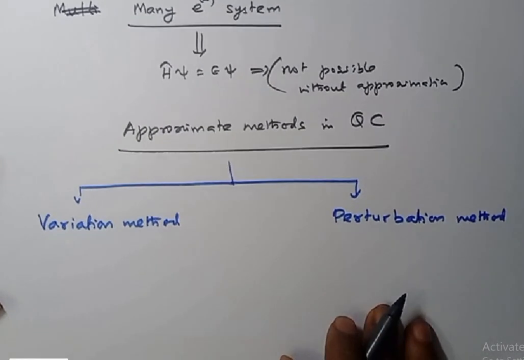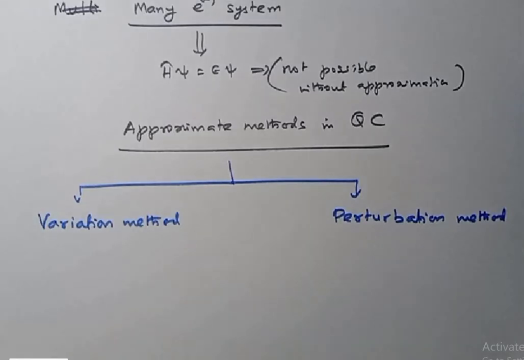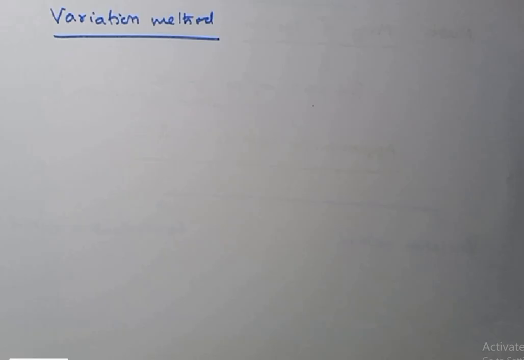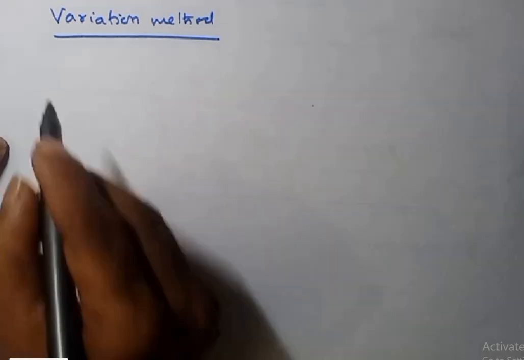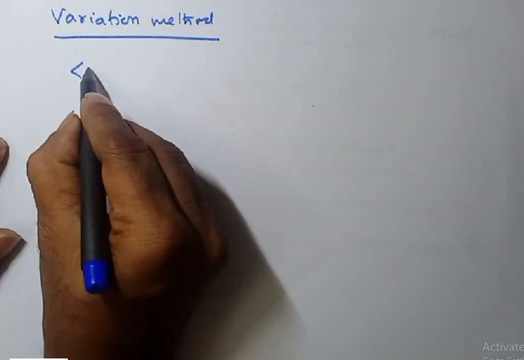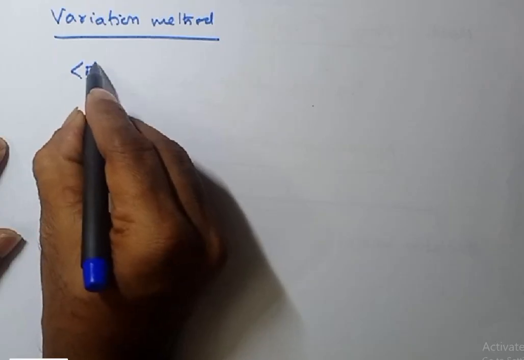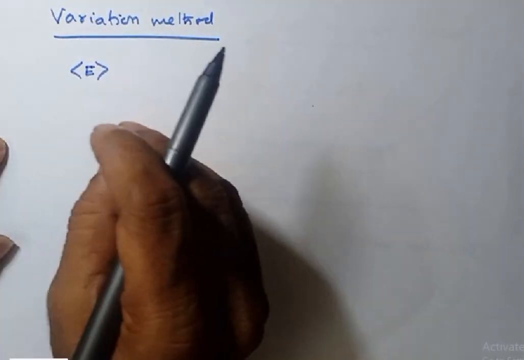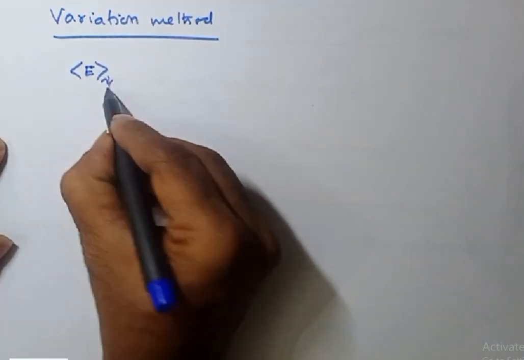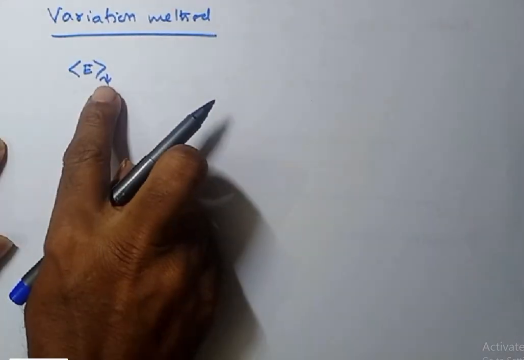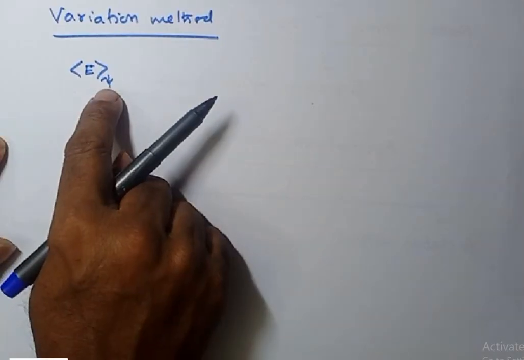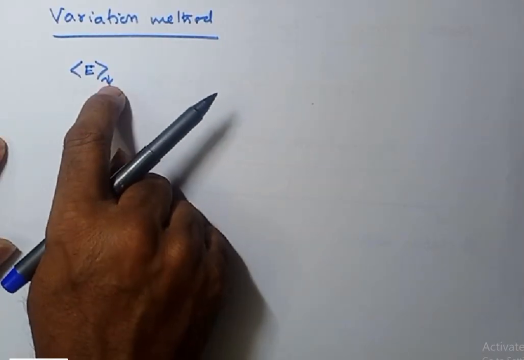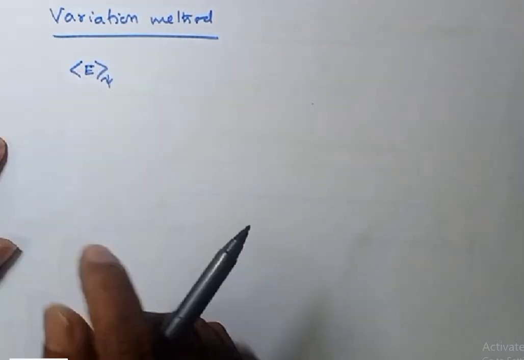These two are the major approximate methods we use in quantum chemistry. According to the variation method, the average value of energy for a particle in a particular state psi. The system is present in some state psi. In that state, what is the average value of the energy?